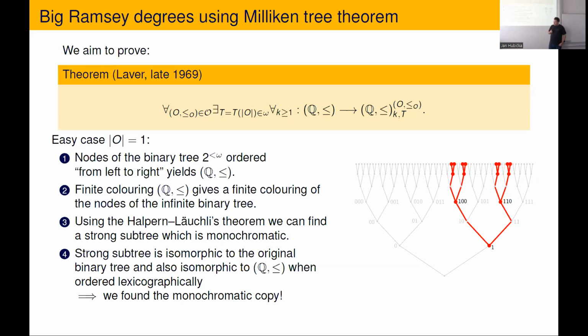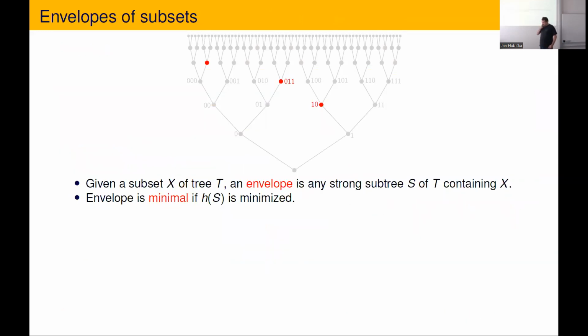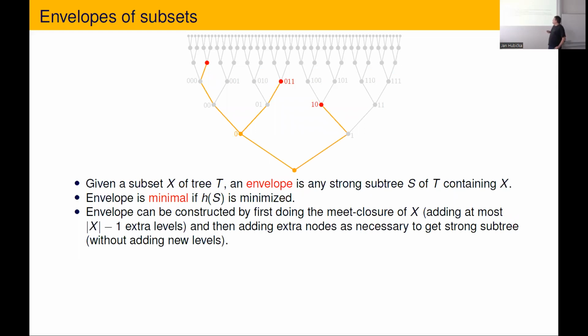So now, what happens if I'm starting to color pairs? Well, obviously, something difficult has to happen because I have to arrive to these target numbers. So what's going on here? So basically, if I'm coloring something bigger than just singletons, I have a problem that if I pick, for example, 3 vertices in my tree, there is no strong subtree which would be obviously associated with them, but I can build one by making something which is called an envelope. So what I do is that I insert all the meets because the strong subtree has to be meet closed, and then I follow what the definition forces me to do.